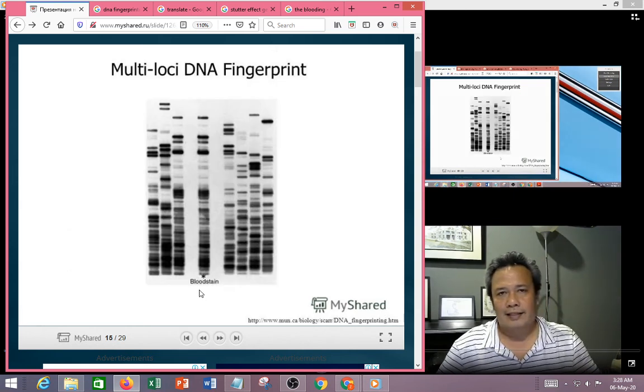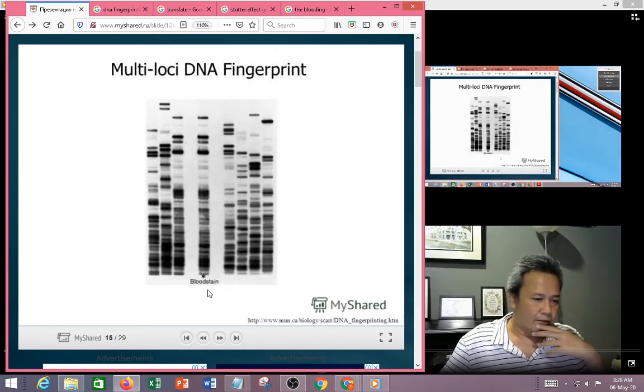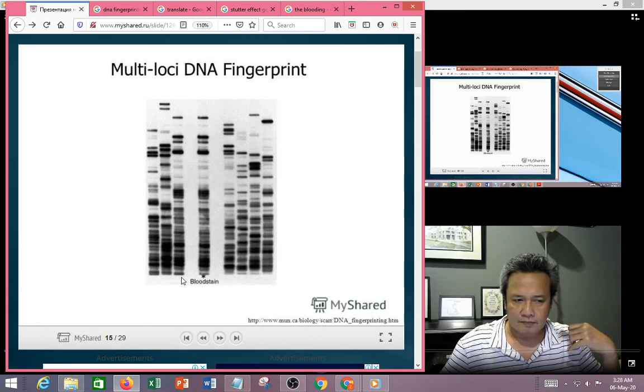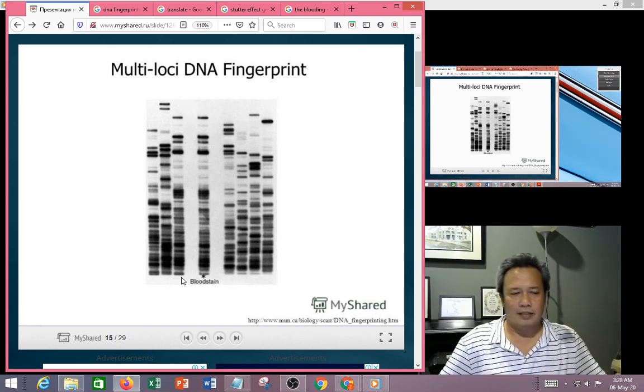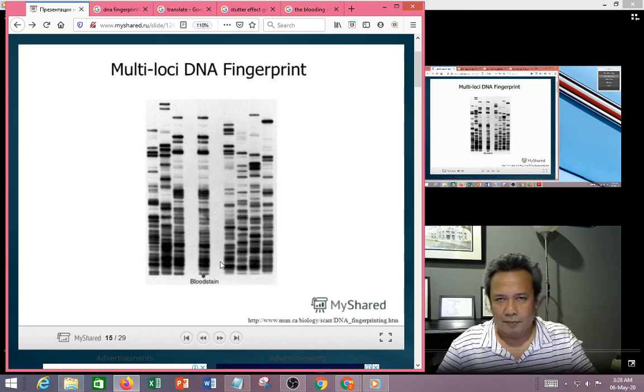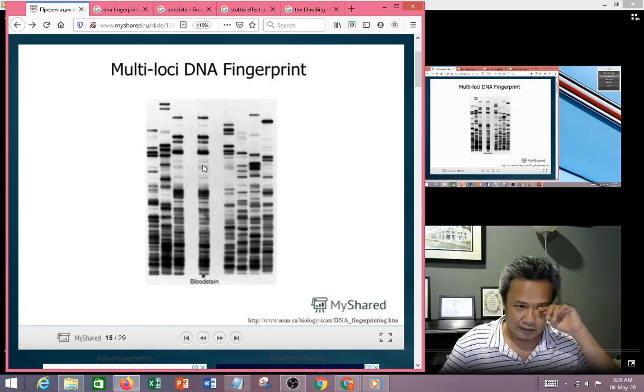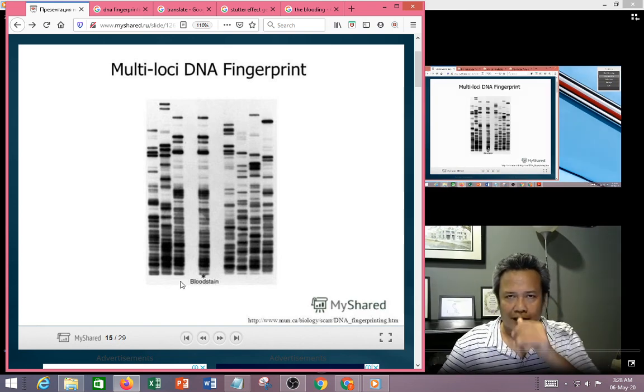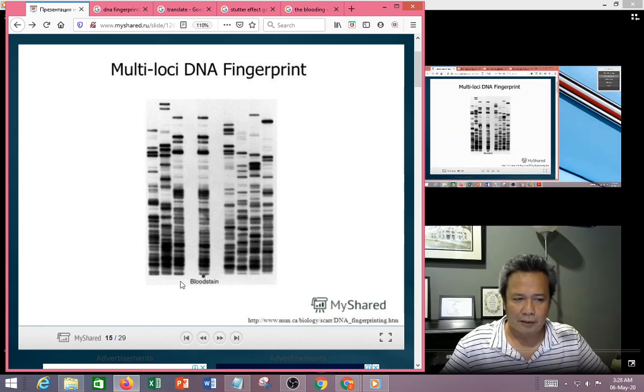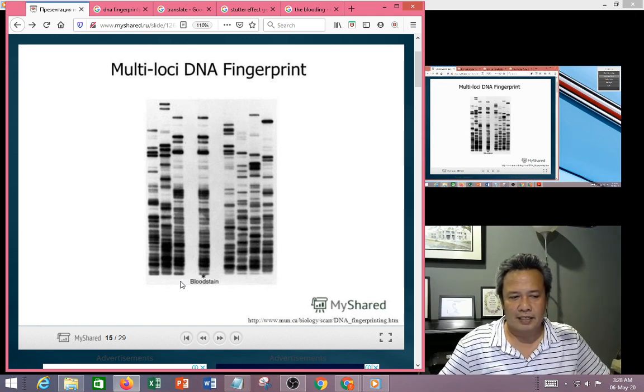So this is a typical example of a fingerprint, right? Here you have a blood stain. You do a fingerprint, and then you get this type of bands. You start comparing the presence and absence of these bands across all the different samples, and you will see immediately, for classroom purposes, that this one matches the blood stain. So this will give you a match. The person who has this fingerprint, you can almost be sure that that is his blood stain, right?